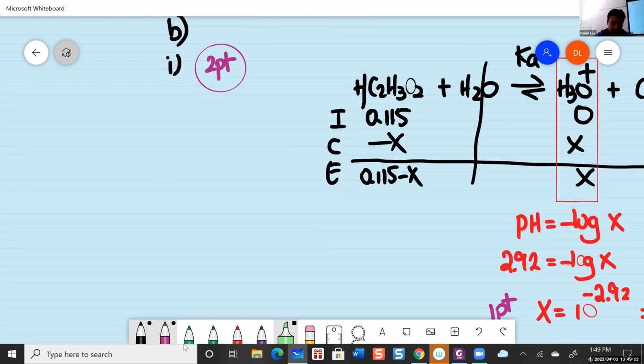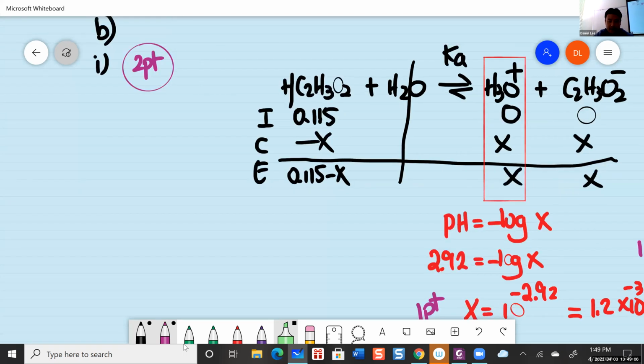Okay, let's look at B2. Percent dissociation, 1 point. So that's super easy, right? Percent dissociation has to do with x. X out of 0.115 dissociated. And because the equilibrium constant is less than 1, not a lot dissociates, right? X is really small. So B2 is 1 point right here, yeah?